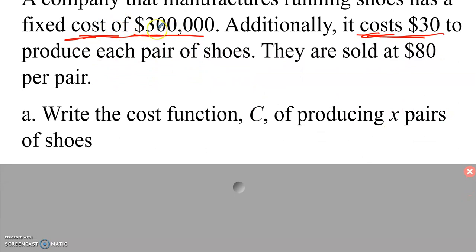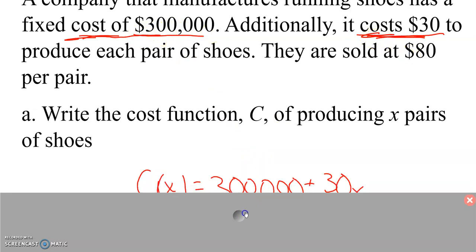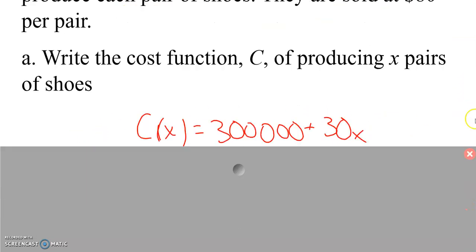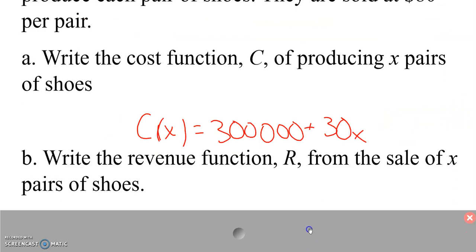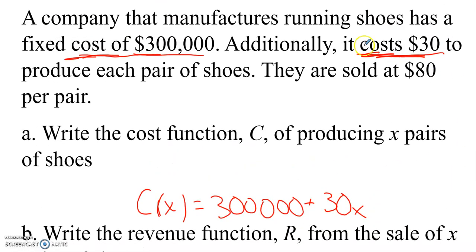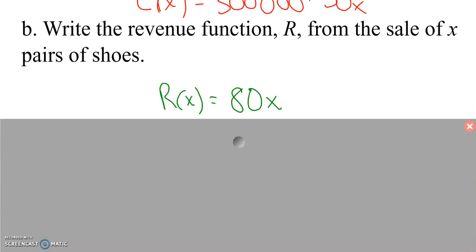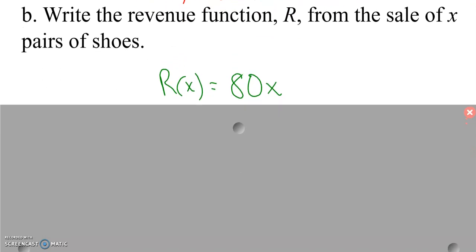So basically, this is the amount it costs them no matter how many shoes they make. And then this is the additional cost for every pair of shoes. So that's going to be the fixed cost of $300,000 plus 30 times x, where x is the number of shoes that they make. Then I'm going to write another function for revenue. So revenue is the amount of money they make from sales. And you can see that their revenue is $80 per pair. And that's it. So pretty straightforward there. It's just 80x. So R of x is 80x.